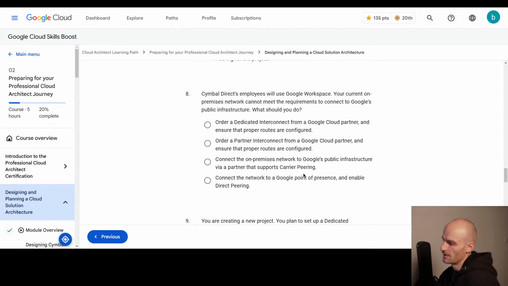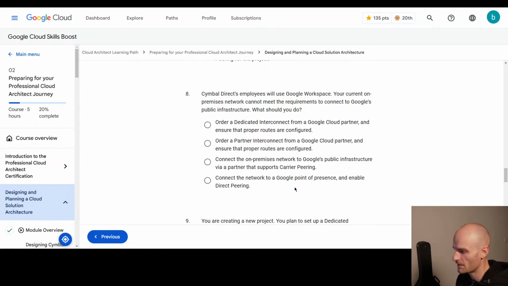Symbol Direct's employees will use Google Workspace. Your current on-premises network cannot meet the requirements to connect to Google's public infrastructure. What should you do? Order a dedicated interconnect from a Google Cloud partner and ensure that proper routes are configured. Or a partner interconnect from a Google Cloud partner and ensure that proper routes are configured.